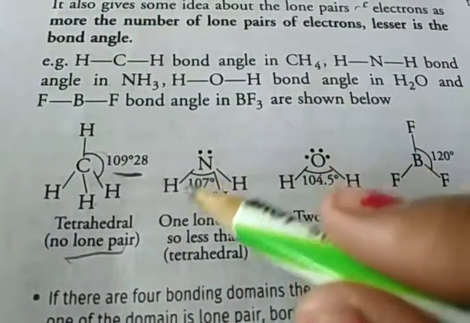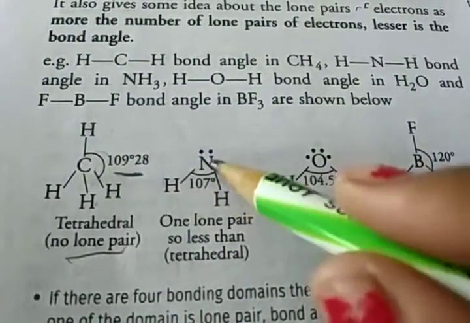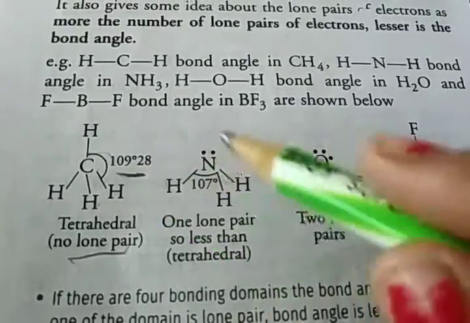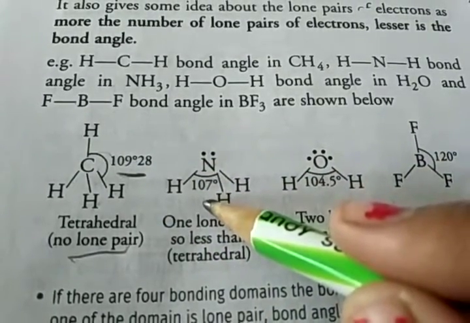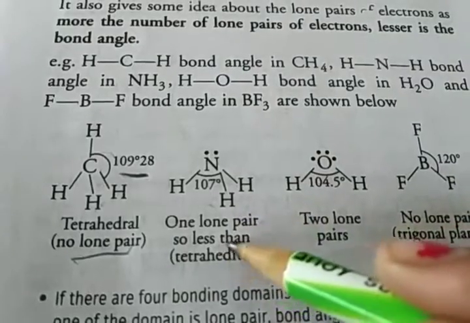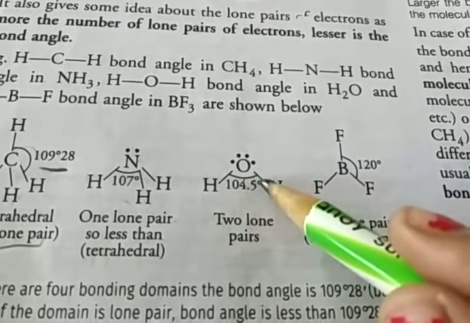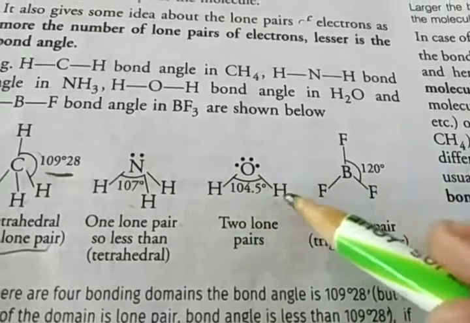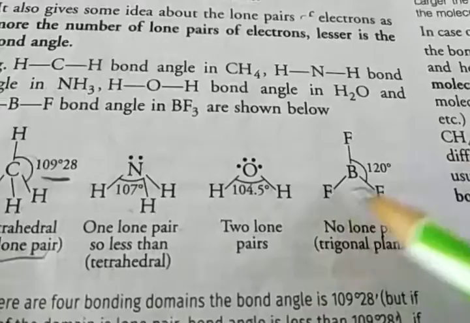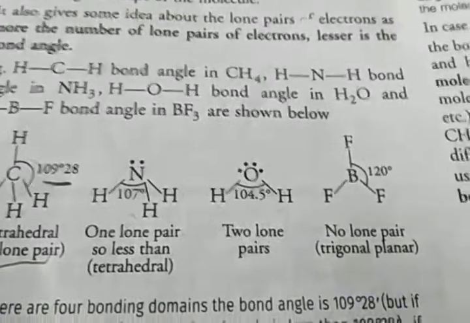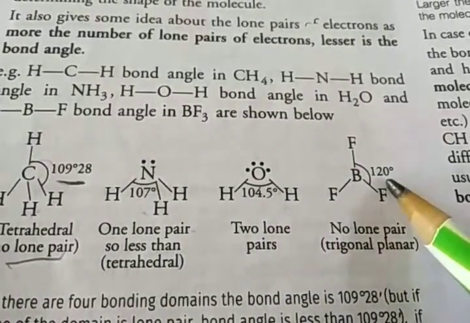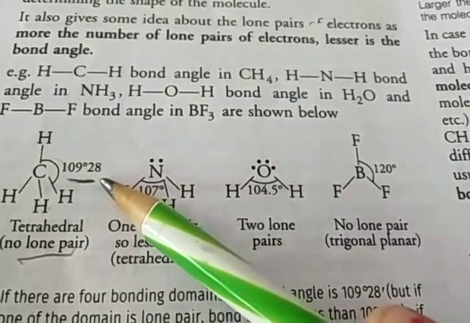Then here nitrogen with H, here only one lone pair. So here you see the bond angle decreases, so with one lone pair it is less than tetrahedral. Then here two lone pairs, so the bond angle decreases further to 104.5 degree. Here BF3, no lone pair, trigonal planar, so its bond angle is maximum in comparison to CH4.